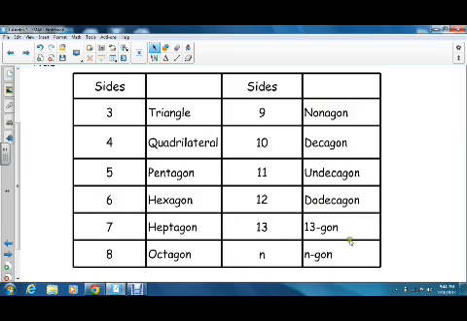A couple things about these last 2. Anytime we get above 12 in our class, we're going to call it however many sides it has, that many-gon. So if it's got 13 sides, it would be a 13-gon. If it's got 27 sides, it would be a 27-gon. For our purposes, that's what we're going to call anything over 12 sides. They do have special names, but we're not going to go that far into it in this class. Future classes we might, but not right now.